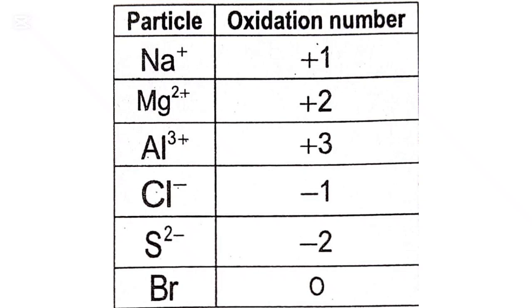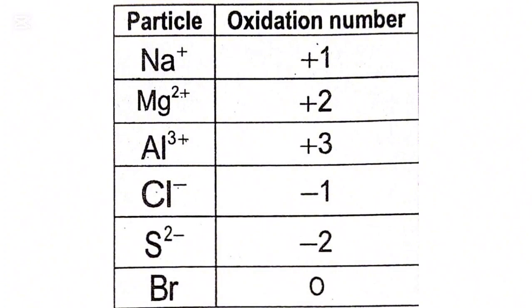For example, an ion of sodium has an oxidation number of +1. An ion of magnesium has an oxidation number of +2. An ion of aluminium has an oxidation number of +3. Chlorine has an oxidation number of -1. Sulfur has an oxidation number of -2. Bromine has an oxidation number of 0.